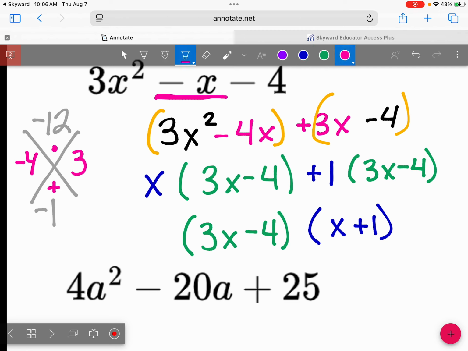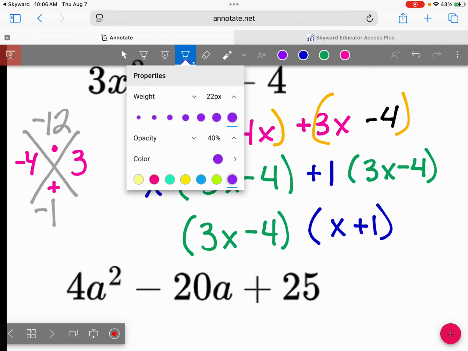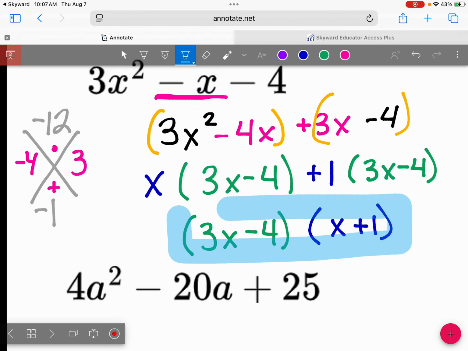So there are lots of ways to factor, but this is the one I tend to use. So this is our fully factored form here. You do not have to do these with grouping. It's just a way that I find reliable and repeatable.